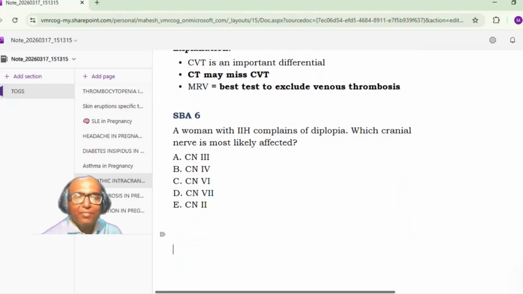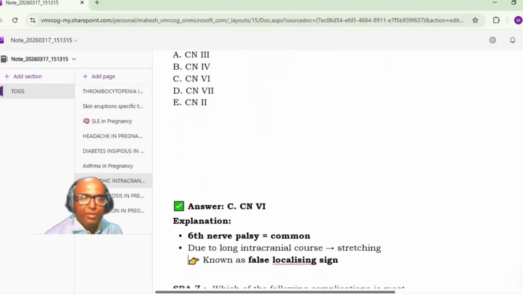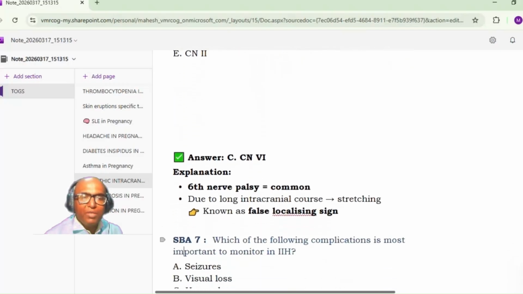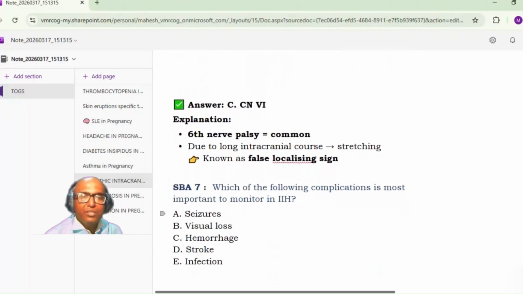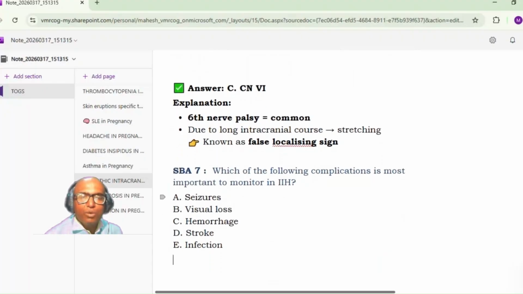Next. A woman with IIH complains of diplopia. Which cranial nerve is most likely affected? The sixth cranial nerve is affected. So papilloedema, diplopia, sixth nerve affection. Obese lady, think about IIH. Sixth nerve palsy is common due to its long intracranial course, and there is stretching. This is known as a false localizing sign.